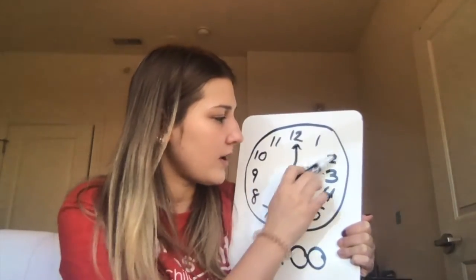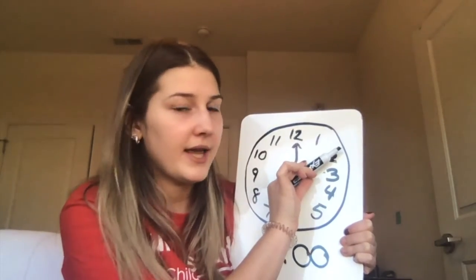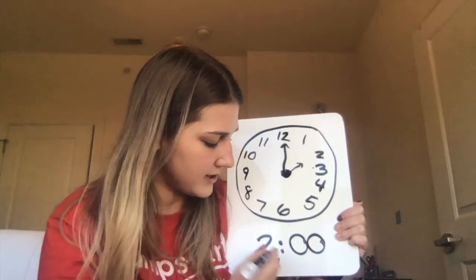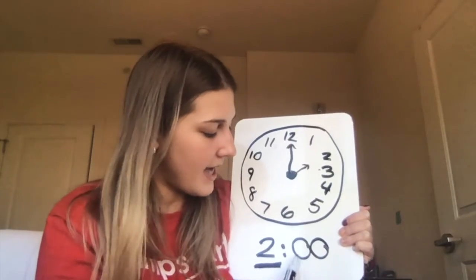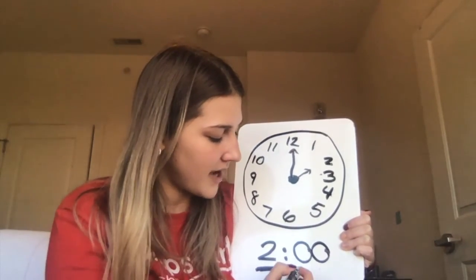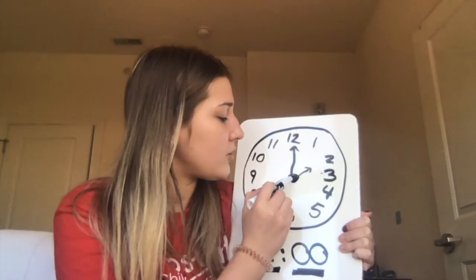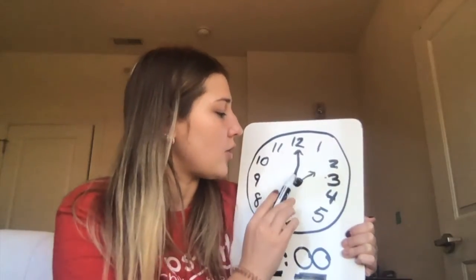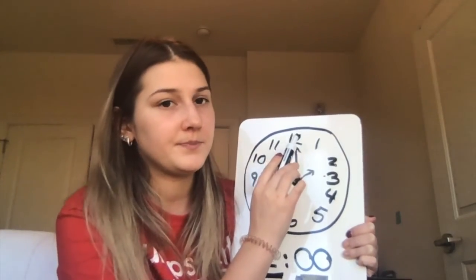So we have our shorthand or our hour hand pointing to two, which we know because our first number is two. This is the hour. And then the 00 is our minutes. So these are our minutes. And that shows that we need 0 minutes, which goes all the way up to 12.